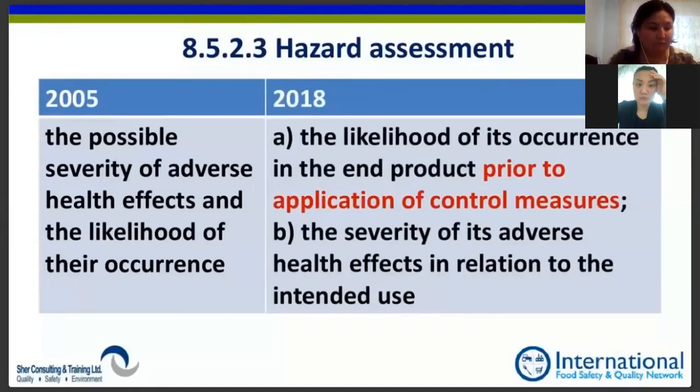So if I'm trying to assess the likelihood of somebody getting shigellosis from hand contact with a sandwich, in 2005, people could say, oh, severity is very low. It never happened to us. People wash their hands. Well, the question is not that. Prior to application of control measures, the people hadn't been washing their hands. People hadn't been taking care of their hygiene. Then what would be the likelihood? Oh, that's a different story. Likelihood now higher. When we stick to this, we'll be receiving more significant food safety hazards, specifically much more OPRPs.